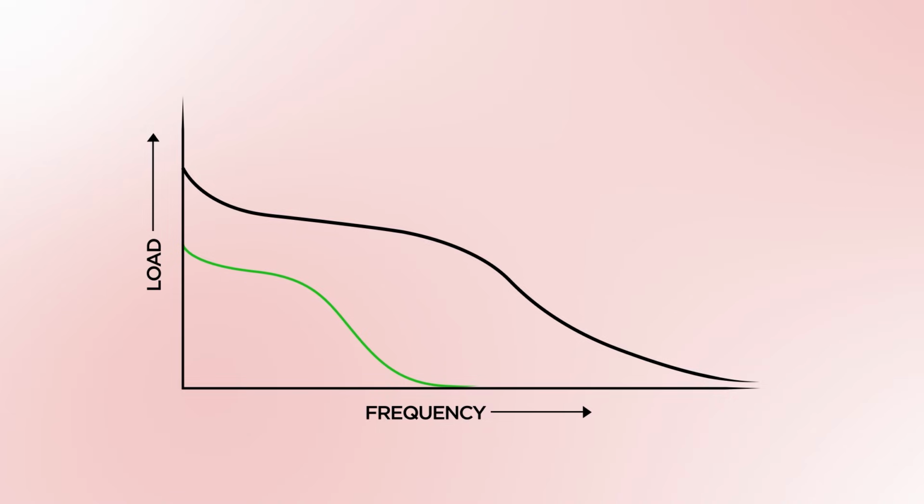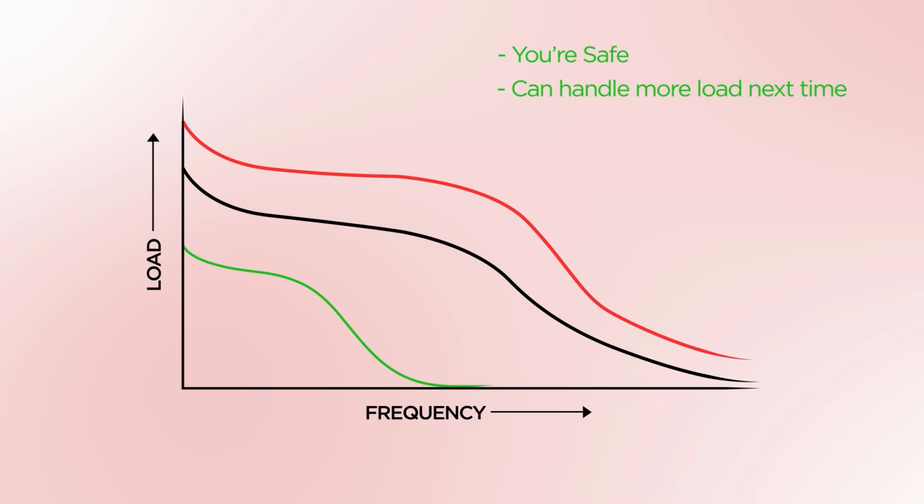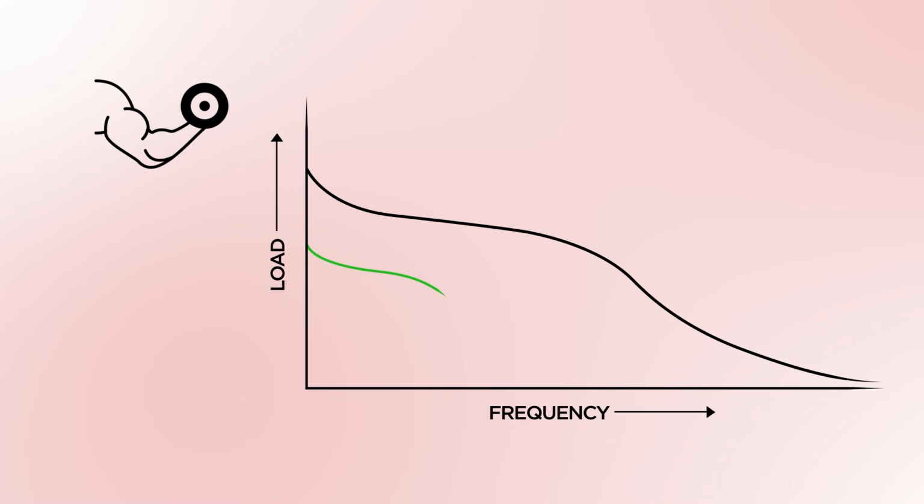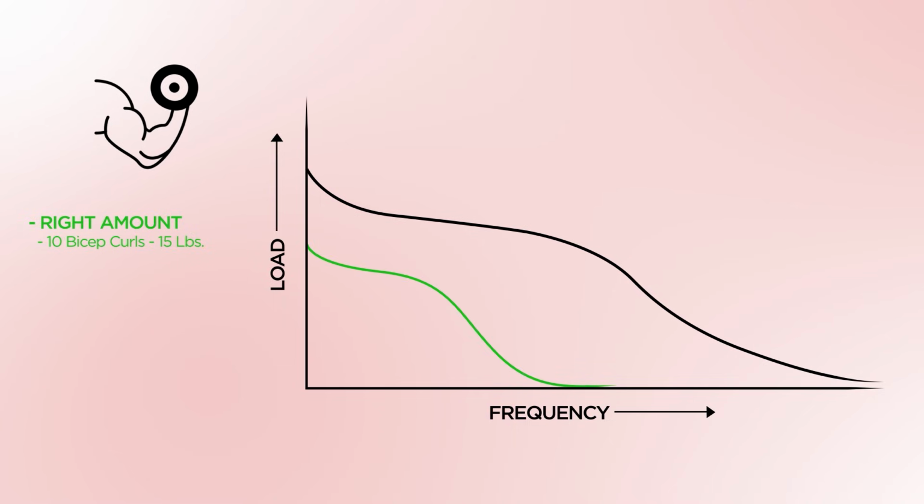Do the right amount under the envelope of function, you're safe, and you can even handle more the next time you try it. Do too much above the envelope of function, and you can temporarily irritate the tissues, and you can handle less the next time you try it. Now let's put it in the context of a simple exercise most of us can understand. The bicep curl. The right amount is do 10 bicep curls at a weight, let's say 15 pounds, that causes you fatigue near the last 2 reps.